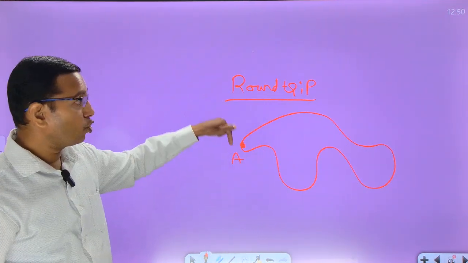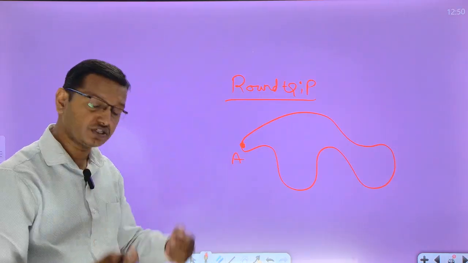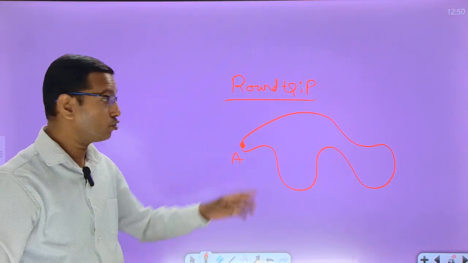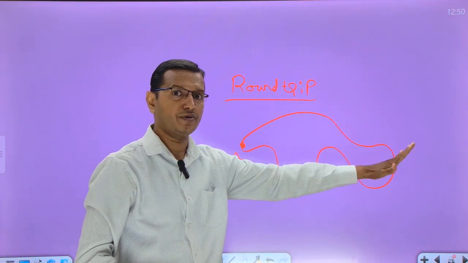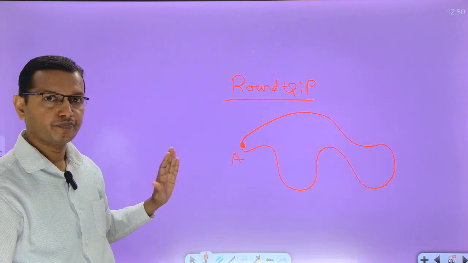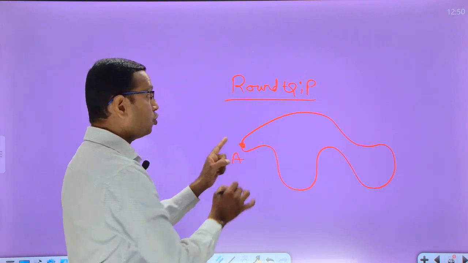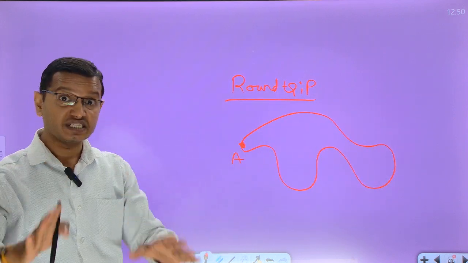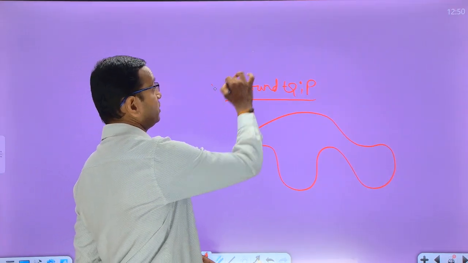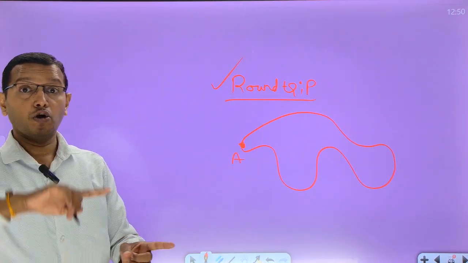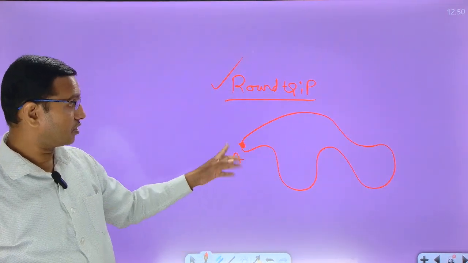So my source and destination: the source is here only, the destination is here only. Don't think the destination is some other place. No, I'm not stopping there. Again, I have to come back to my home. So if the source and destination are the same, then it is called a round trip. We say the object has covered an entire round trip.